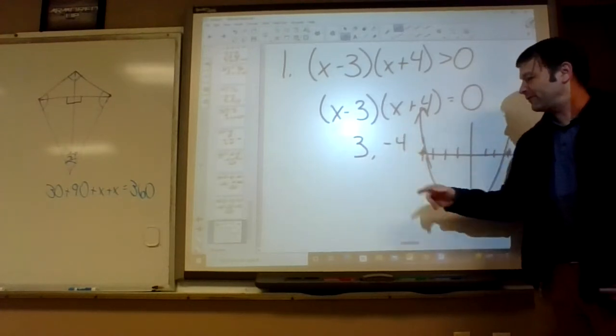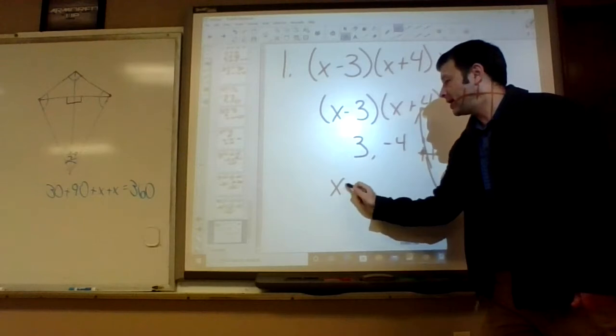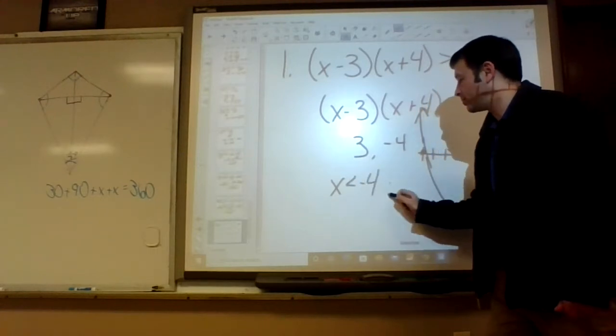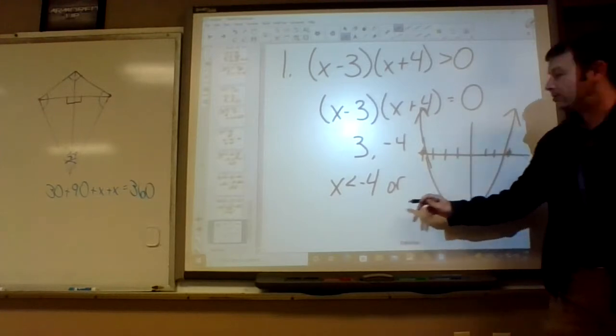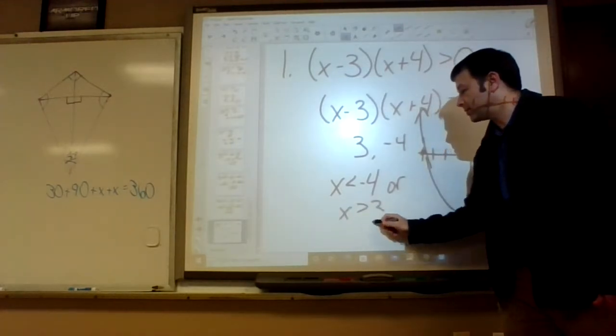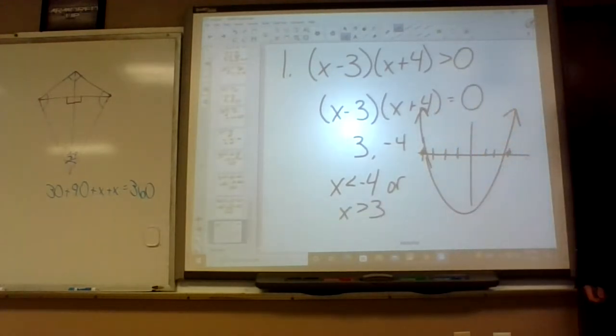Everything less than negative 4, or everything to the right of 3. So x is greater than 3. So that would be the answer to number 1. That kind of makes sense?